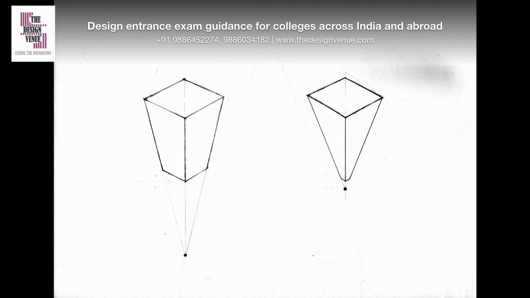So now these two buildings, both of them are in perspective. However, the second building seems to be much taller than the first one, even though the height on the paper is the same. The reason is that the vanishing point is much closer to the object. So the closer the vanishing point is to the object, the taller it will seem.